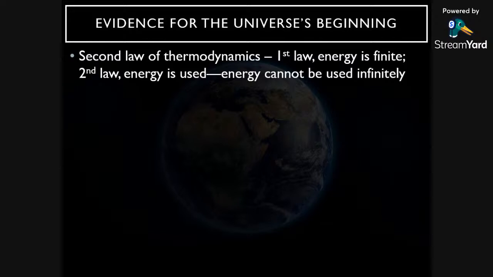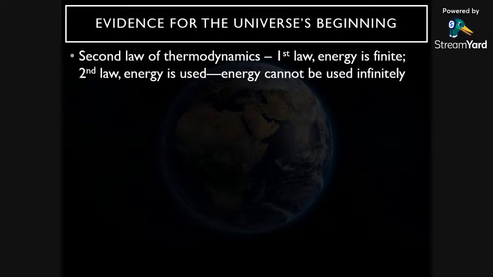Well, if energy is not created, if it's finite, and this world has been here eternally, and this universe has been here for all time, and we still have ordered energy, that energy's been used, then we would observe complete and total disorder, because that energy cannot be used infinitely. And we still observe order in the universe. That tells us it had to have a beginning. It has not been here eternally.